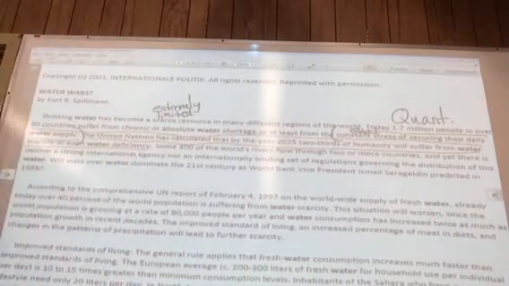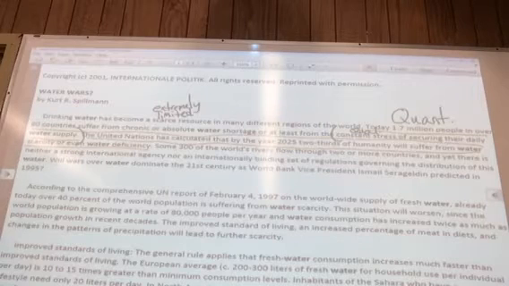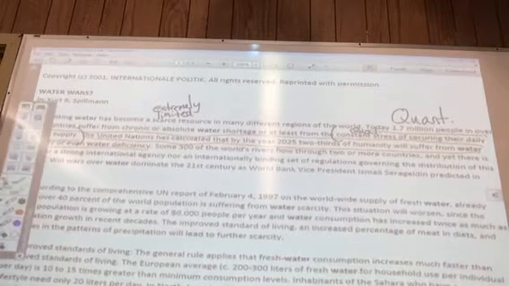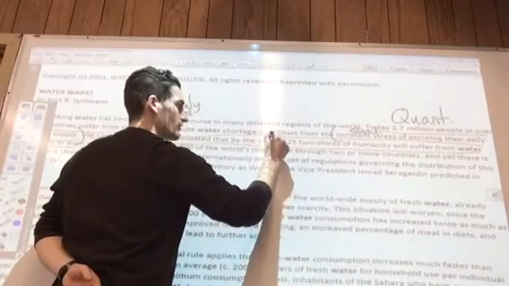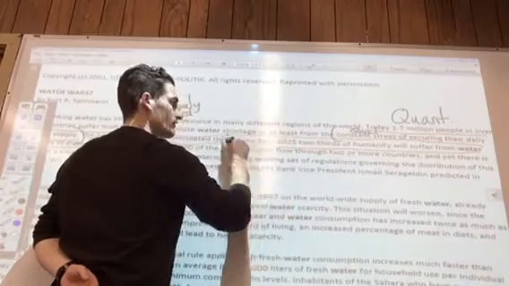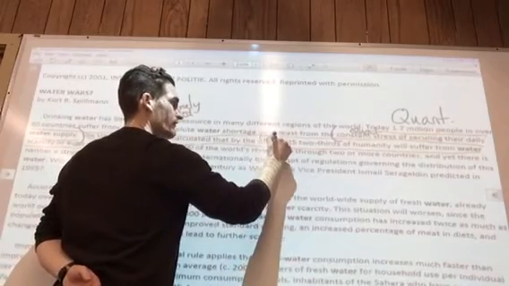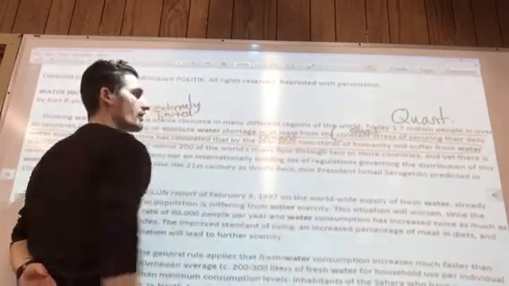So now I'm going to look back on that. It says the United Nations has calculated that by the year 2025, that's a measurement of time, and yes, quantitative. So I'm going to take my pen or pencil, and I'm going to write "quant." You can write either right above it. By the year 2025, again, measurement of time.